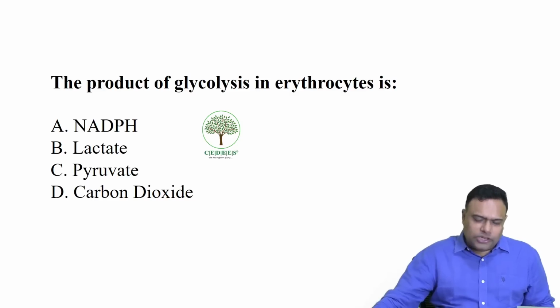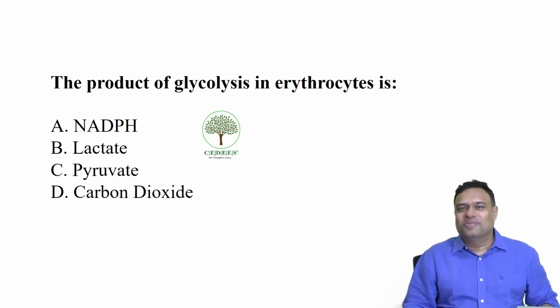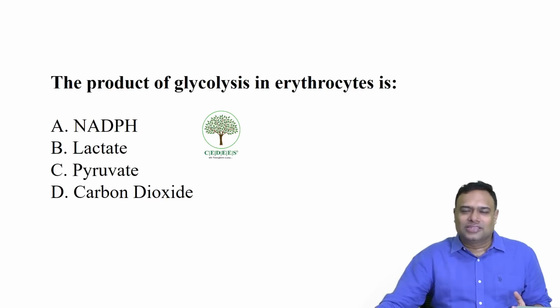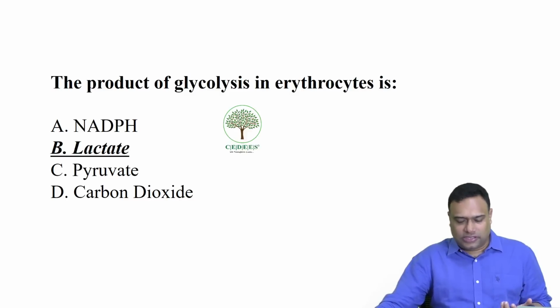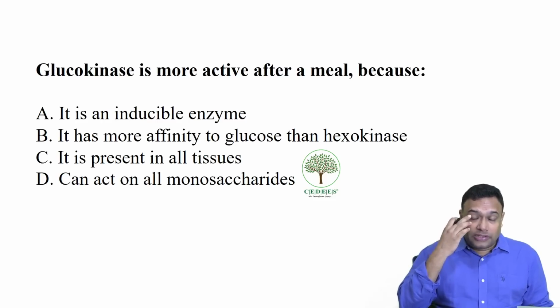Next, let's do a few MCQs so that it gives you a better understanding of carbohydrate metabolism. The product of glycolysis in erythrocytes. They don't have mitochondria, so the most important thing here is that the product of glycolysis in erythrocytes is lactate. Next, glucokinase is more active after a meal. I think we have already studied this.